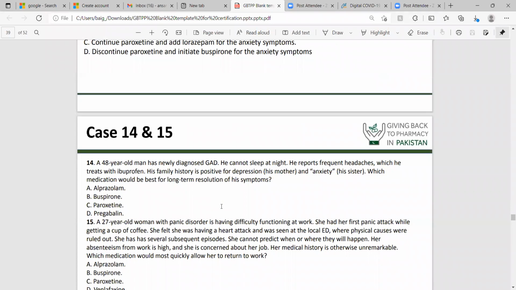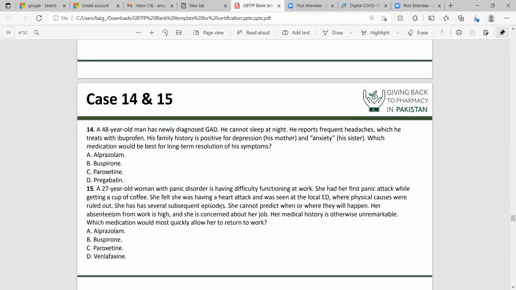Next question is a 48-year-old man has newly diagnosed generalized anxiety disorder. He cannot sleep at night. He reports frequent headaches, which he treats with ibuprofen. His family history is positive for depression. His mother is positive for anxiety, and sister has an anxiety disorder. Which medication would be the best for long-term resolution for his symptoms? Options are alprazolam, buspar, paroxetine, and pregabalin.